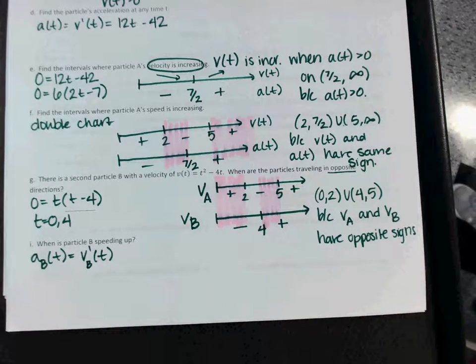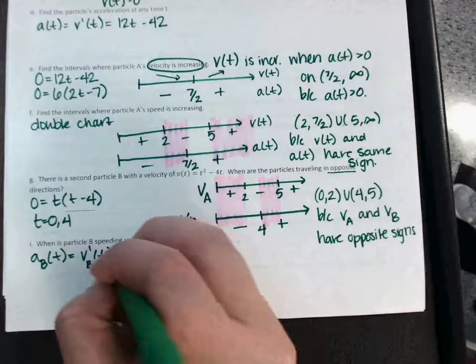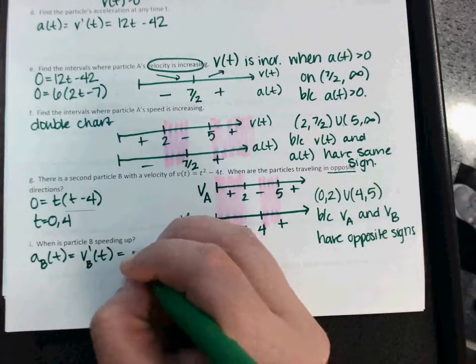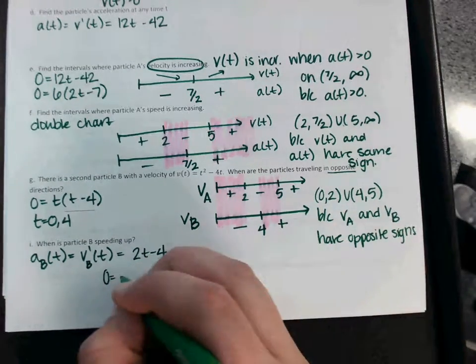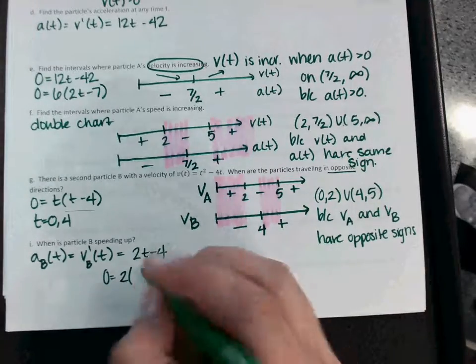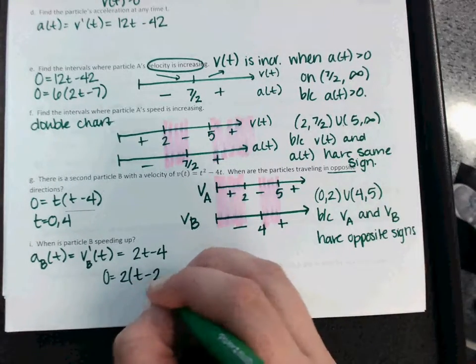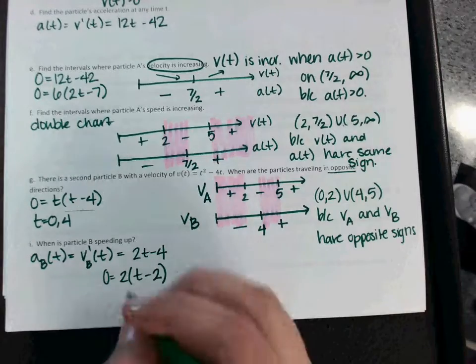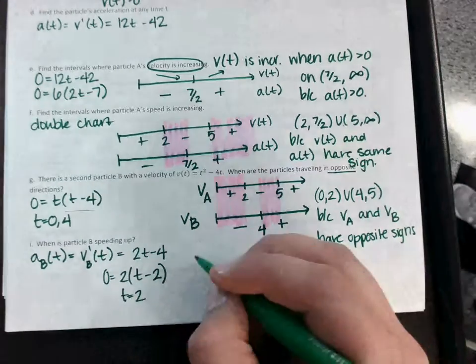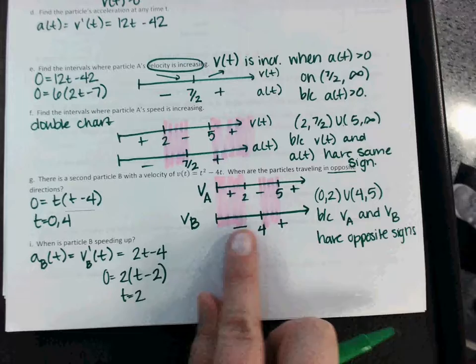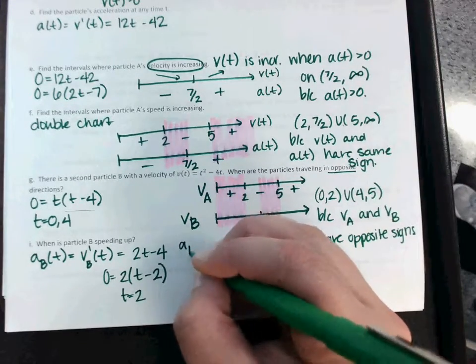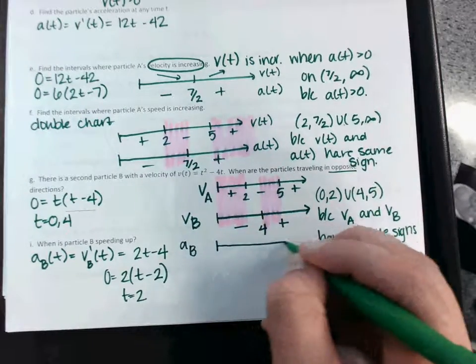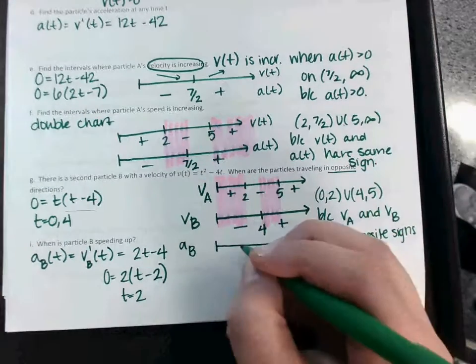And now I'm going to take the derivative again. So t squared minus 4t, what's the derivative? 2t minus 4. Set it equal to 0. Take out a 2. What's left over? T minus 2, which means what's my critical number? 2. And then I'm going to line it up right underneath velocity B so that I don't have to draw it again. So this is acceleration B. My critical number was 2.